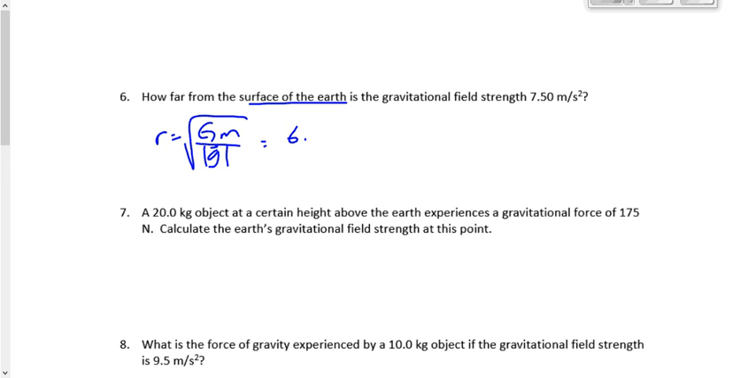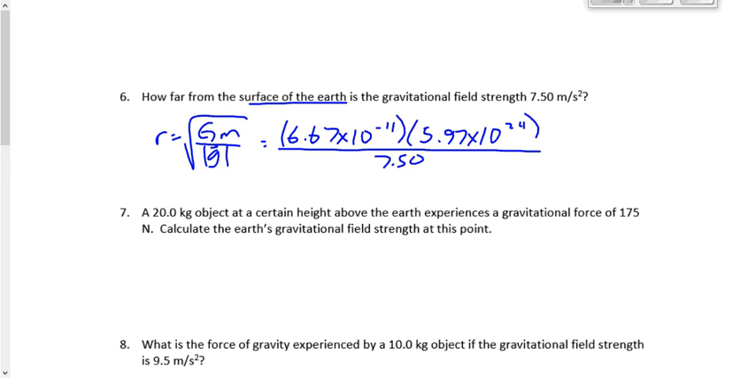We sub our numbers in. 6.67 times 10 to the negative 11 times the mass of the Earth, once again, 5.97 or 5.98. Divide that by little g, which this time is 7.50. We square root that. We get a value here of 7286508.08 meters.